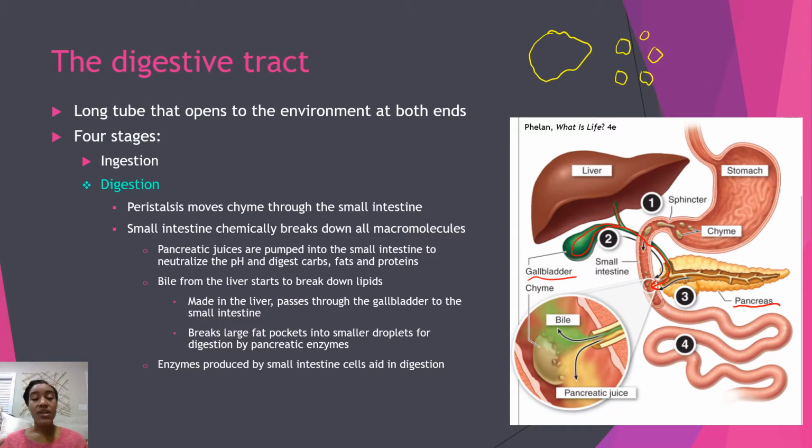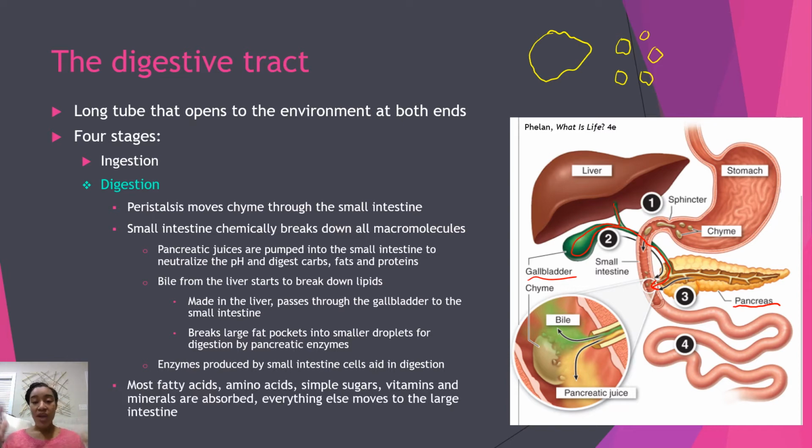And then finally, we also have enzymes that are actively being secreted from the lining of the small intestine that help with breaking down the various proteins, carbs, and lipids that are present in the chyme. And so as this process is going along, most of the fatty acids, amino acids, simple sugars, vitamins, and minerals that are in the chyme that have now all been digested and broken down to their smallest parts will start to be absorbed into the small intestine. And then after that, everything moves on to the large intestine.